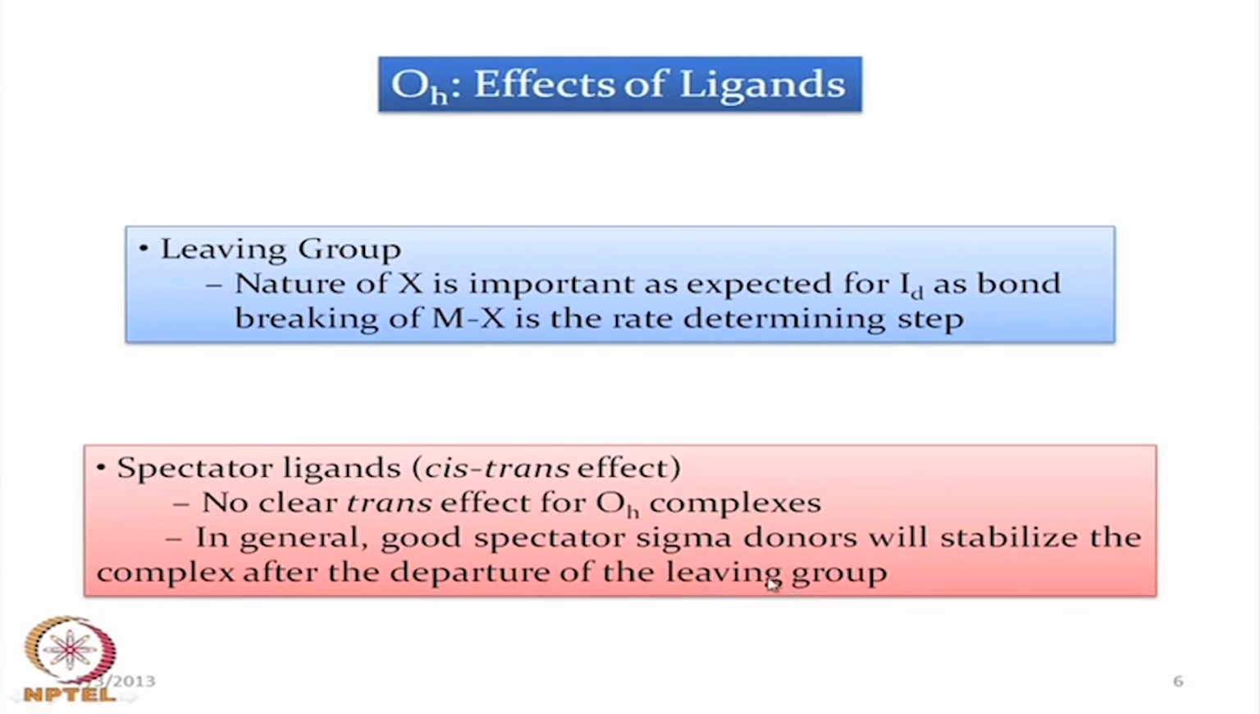That means, when the leaving group X is going away, the bond is breaking at M-X, the molecule is moving from an octahedral geometry to a square pyramidal geometry, and in that case, a spectator ligand which has sigma donor ability will stabilize this square pyramidal geometry, as it is expecting to attach the corresponding group Y which is coming to attach to the center.